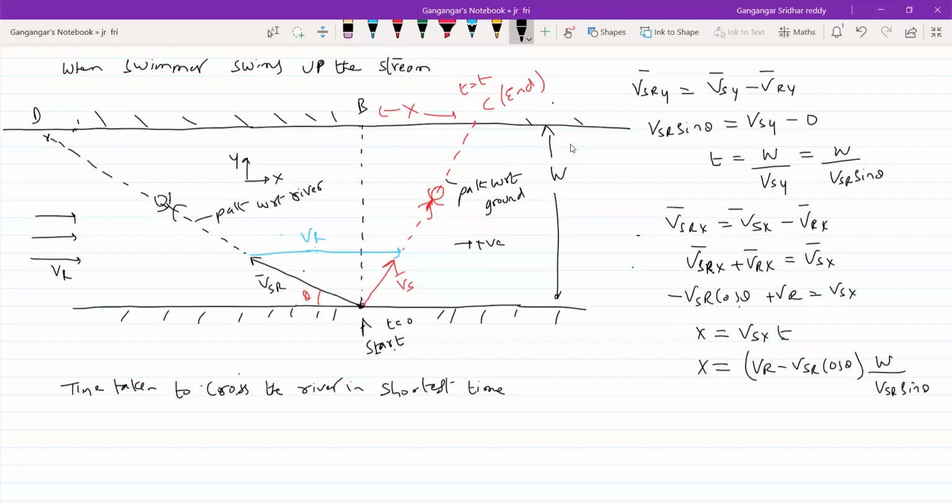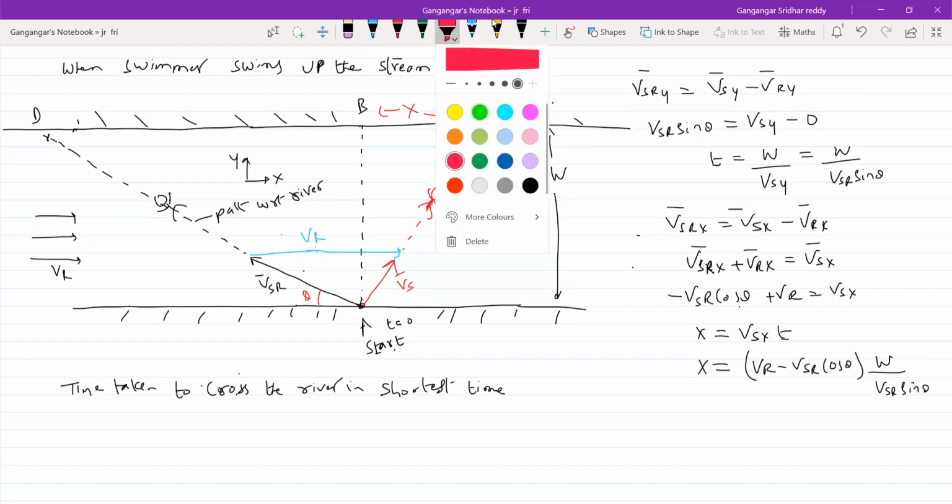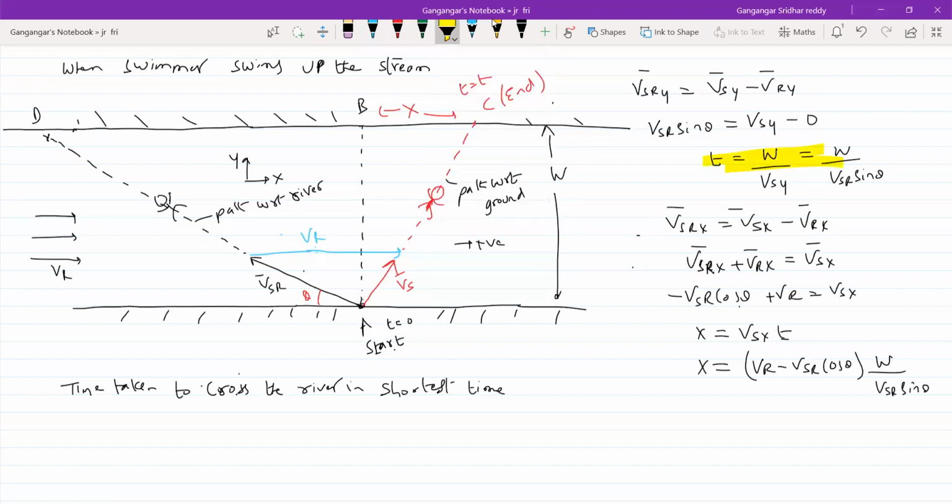Okay, let's come here. We have a time here, no? Look at this equation. When this T will be minimum, W and VSR you can't change. W, width of river, can you change? No. And VSR, velocity of boat with respect to water, that is also a fixed value. The boatman will row the boat with 40 or 50 kilometer per hour. So W and VSR are fixed. So can you vary theta?